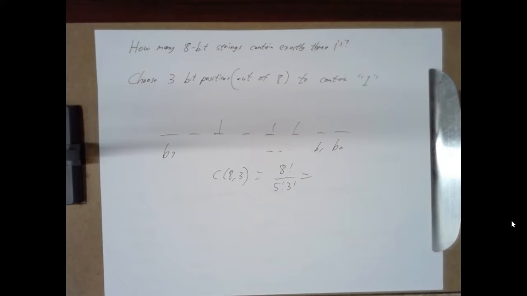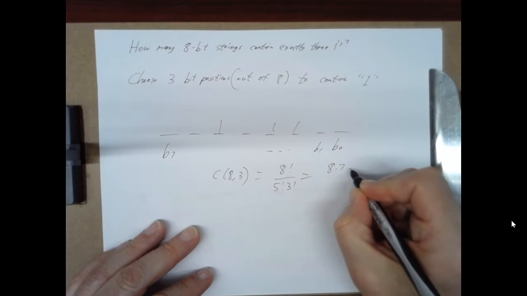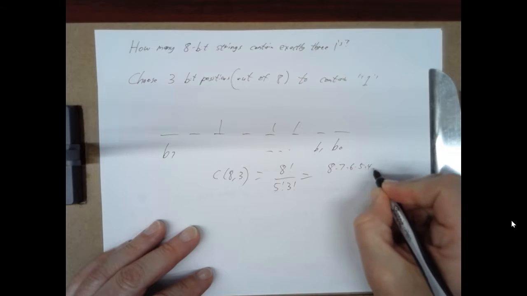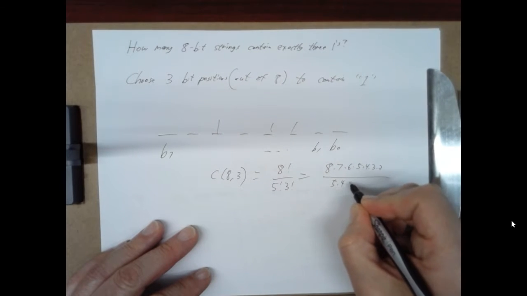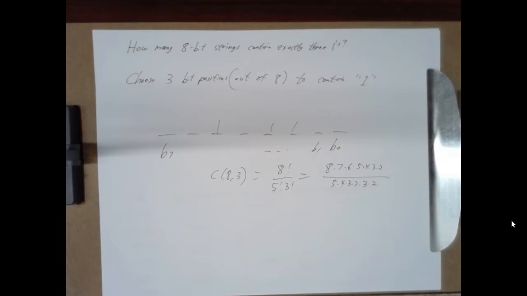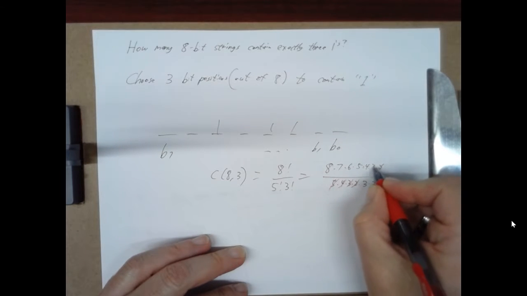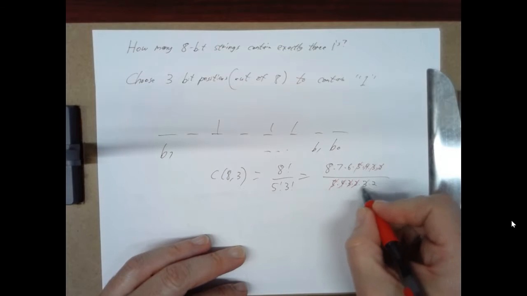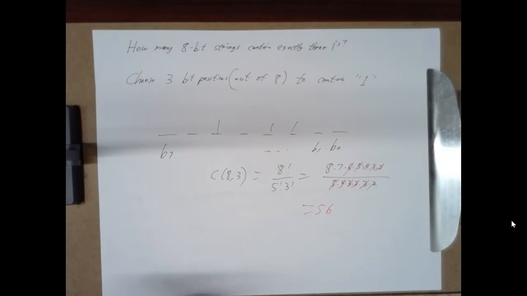And before you launch into your calculator and start mashing out these calculations, these are fairly easy to do by hand. Because if you write out what those factorials are, we get lots of things canceling. 2, 3, 4, 5, 2, 3, 4, 5. 2 times 3 is 6. This is just equal to 56.